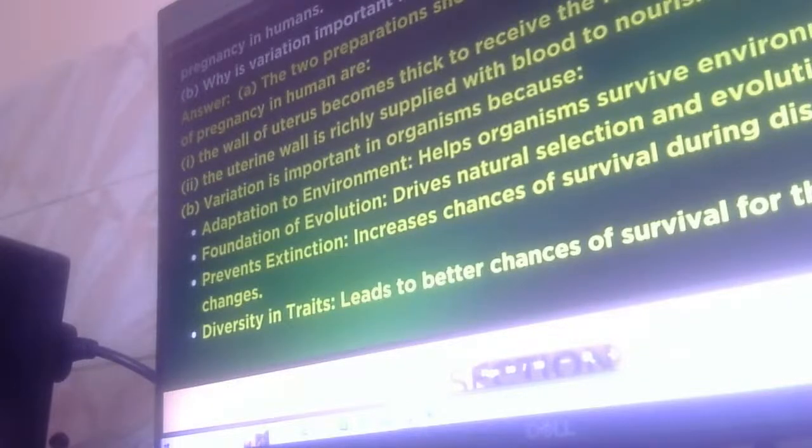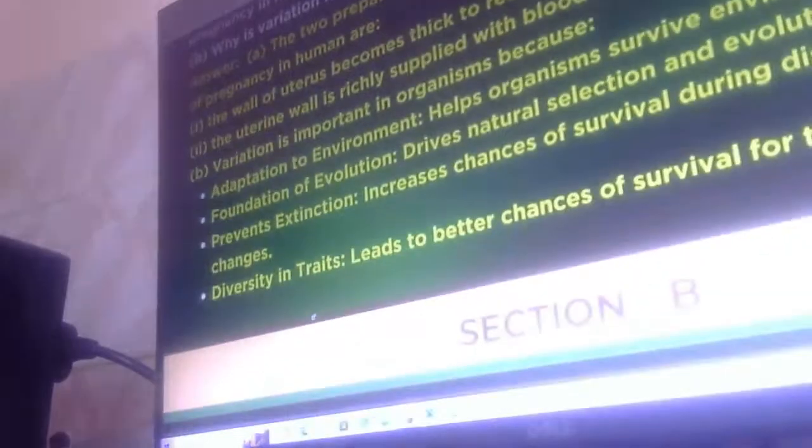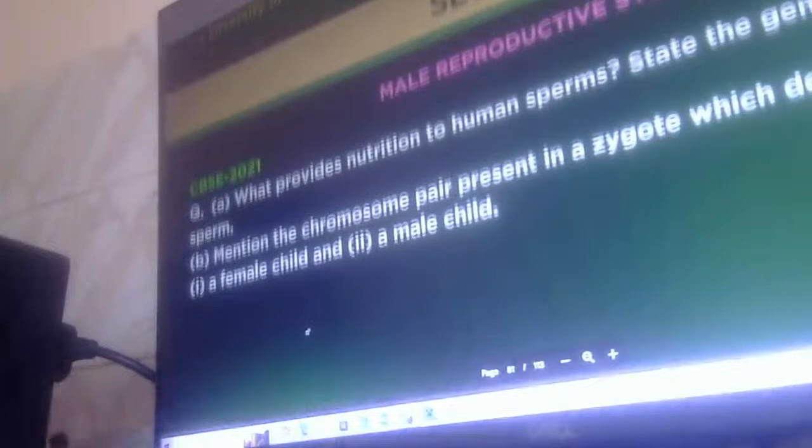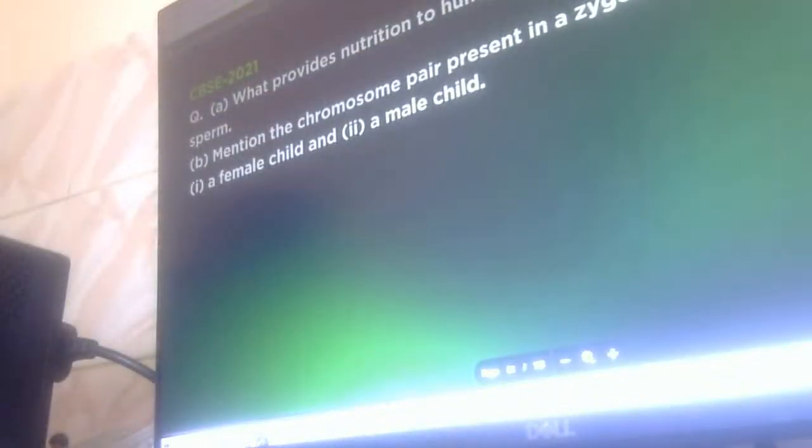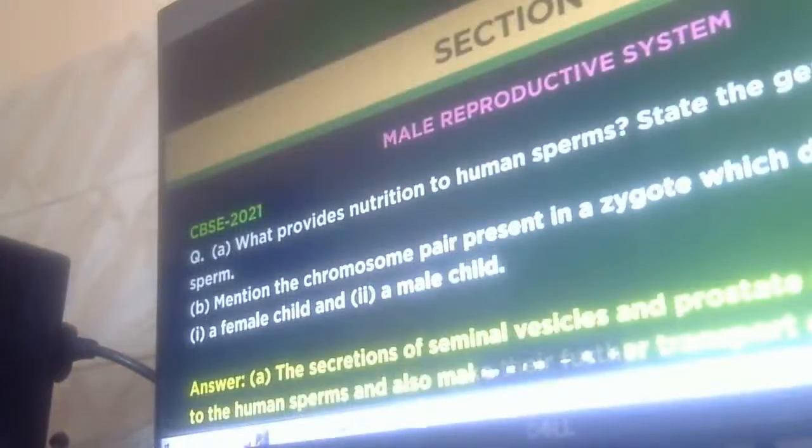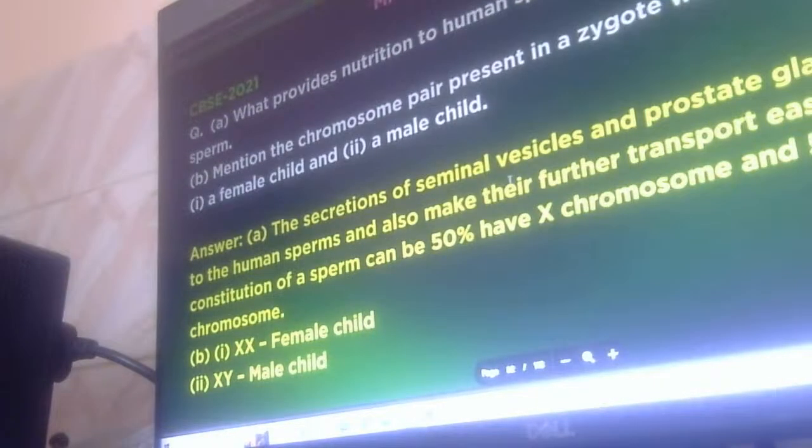What happens without it? Diversity in traits. Huh, that's not for survival. Nutrition to the human sperms. This one, that's the prostate and seminal. Basically, prostate gland, seminal vesicle.